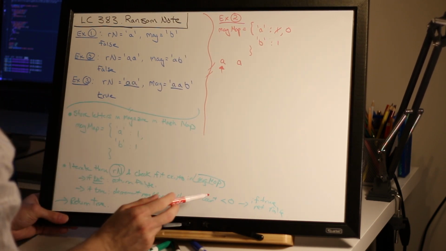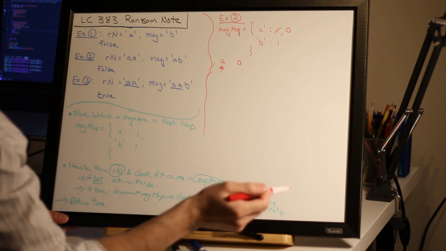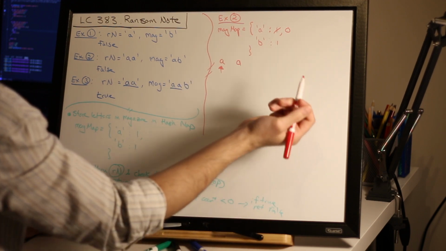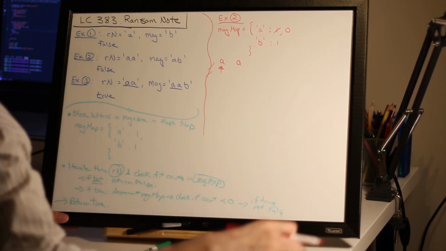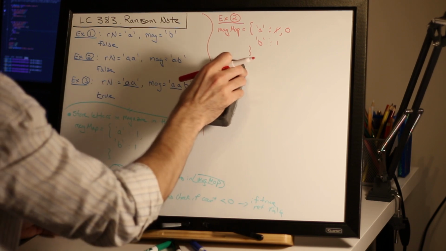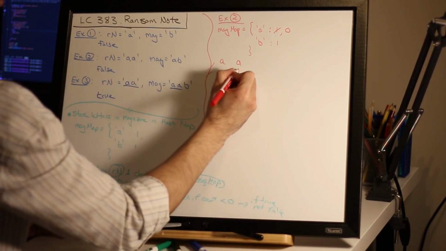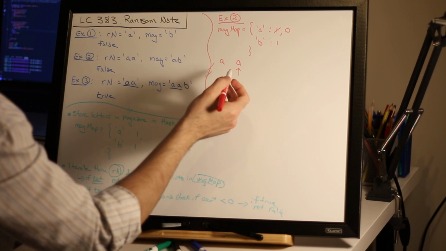We check if the count is less than 0, and if that's true, we return false. Well, 0 is not less than 0, and so we keep going. We don't have to return false. The loop continues.